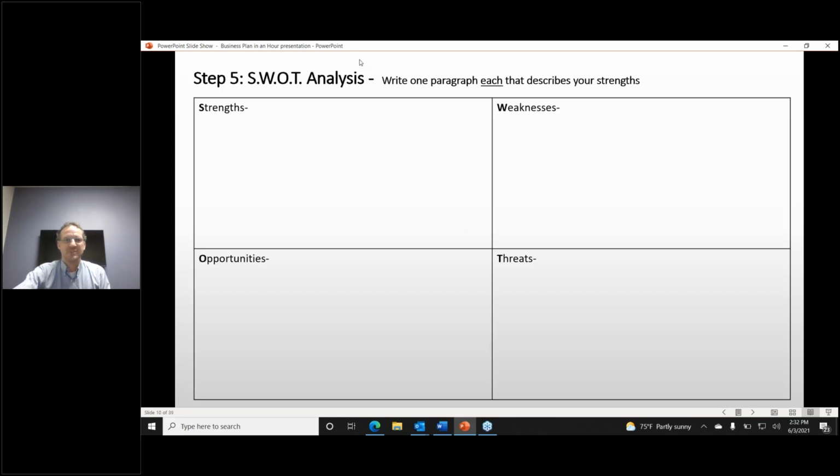The 5th step of the strategic planning process is to identify your SWOT analysis. SWOT analysis is a very recognized term in the business world, in the military, in many organizations, and it stands for strengths, weaknesses, opportunities, and threats. This is your opportunity to hold up the mirror, look at yourself, and say, what are the strengths of myself, my team, and my organization or business?